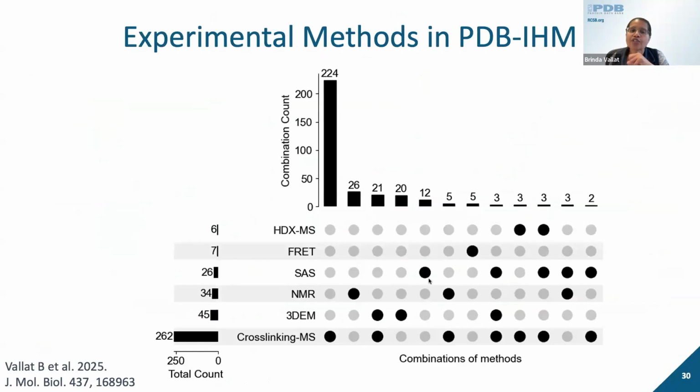This slide shows the statistics for different types of experimental methods used in determining structures. I just wanted to highlight that cross-linking mass spec looms large. Many structures are based on cross-linking mass spec. That is the predominant method, but you also have the combination with 3D-EM and NMR, and SAS is also used widely.